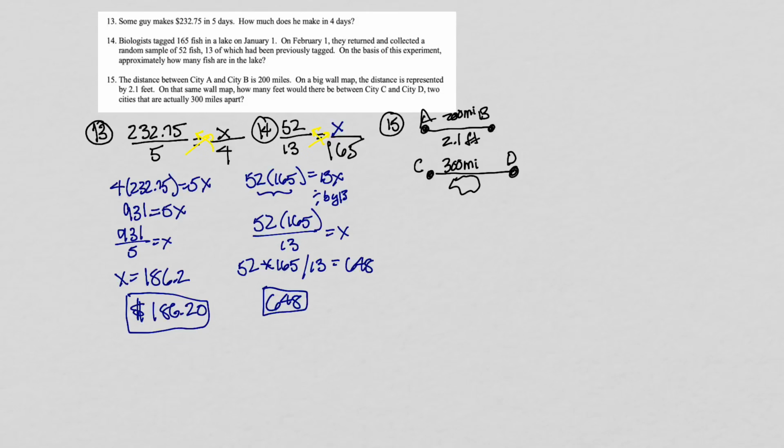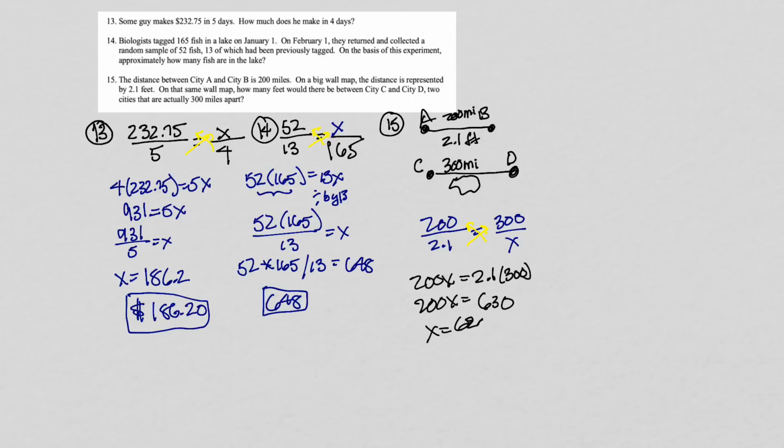So what I want to know is, what would that be represented by in feet on the map? Well, it sure is hard not to see a proportion here. I've got 200 is to 2.1 as 300 is to what? So let's write it. We'll get 200 is to 2.1 as 300 is to x. Now let's use our method of cross multiplication. This will give us 200x equals 2.1 times 300. So 200x is equal to, I got 630 when I did that, and then I'm going to divide by 200.